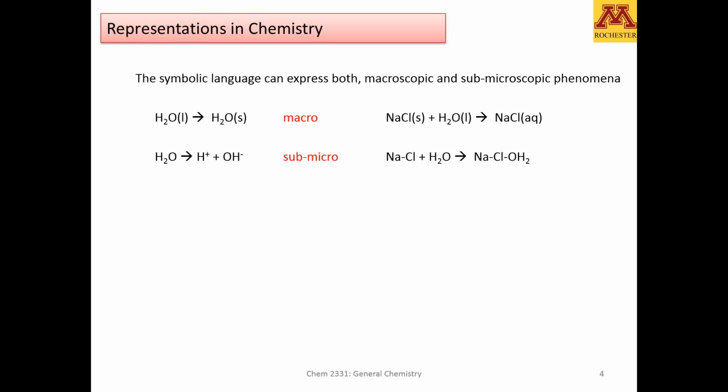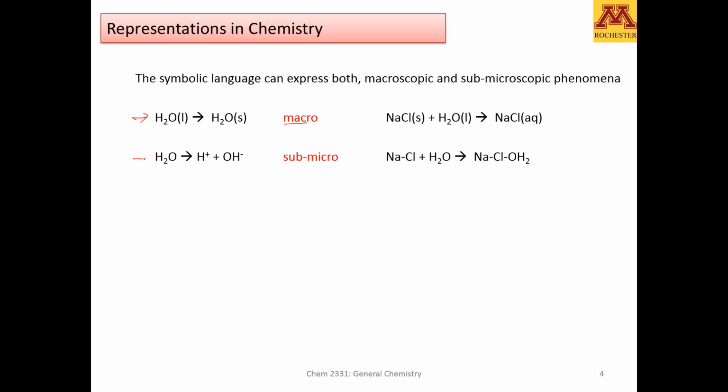For example, if we see this clear symbolic representation, H2O(l) becomes H2O(s), that means liquid water becomes solid water. Okay, so liquid water becomes ice. This definitely refers to a macroscopic event, even though we're using the symbolic representation.